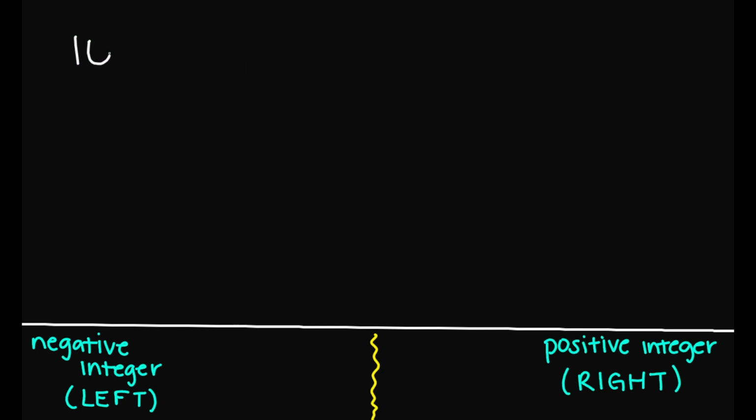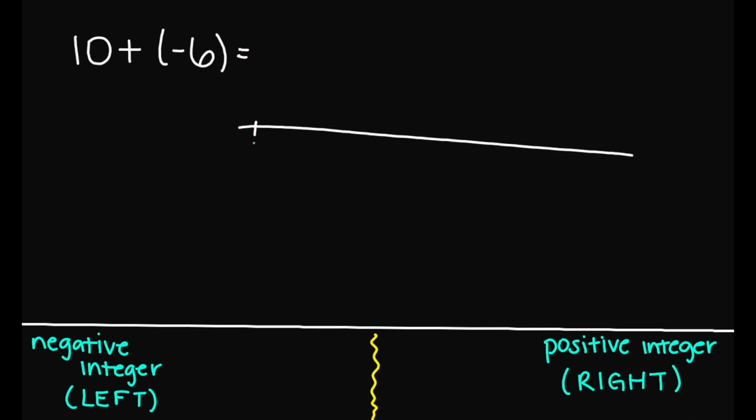Let's look at 10 plus -6. We're going to get our number line ready. So we'll do -1, 0, 1, 2. First thing first, I'm going to locate my 10 because that's what we have here. That's what we're starting with, which is right here.